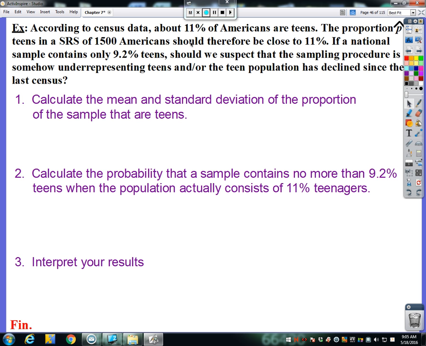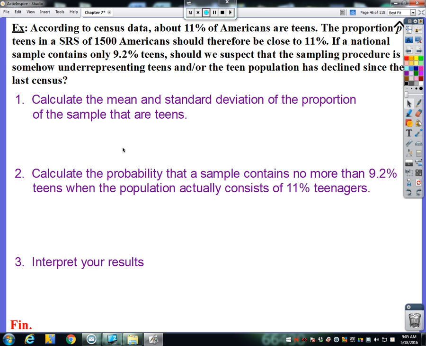Okay? Because we're told that there's this potential truth about teenage Americans, that it should be around 11%. We took a simple random sample of 1,500 Americans, and we only found that 9.2% of them were teens. So this is kind of on the lower side of 11%, but is it so far away from 11% that we really start to doubt the 11%? That's the question we're going to try to answer here.